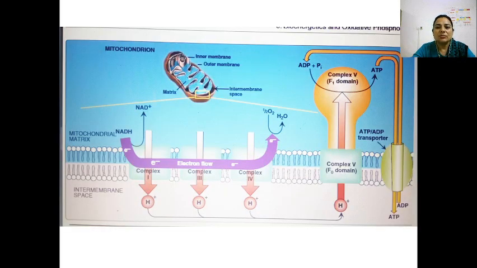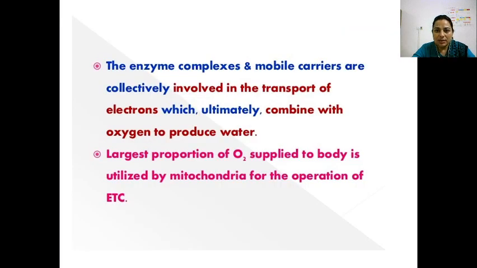This is the diagrammatic representation of the electron transport chain. The inner mitochondrial membrane has been shown in magnified form. The enzyme complexes and mobile carriers are collectively involved in the transport of electrons, which ultimately combine with oxygen to produce water. The largest proportion of oxygen supplied to the body is utilized by mitochondria for the operation of the electron transport chain.